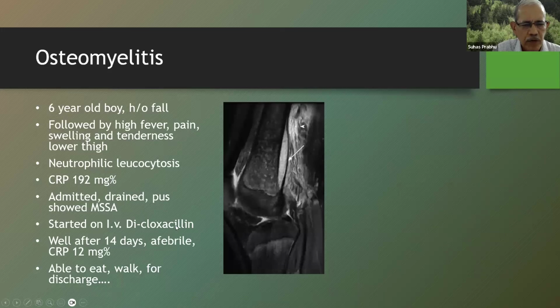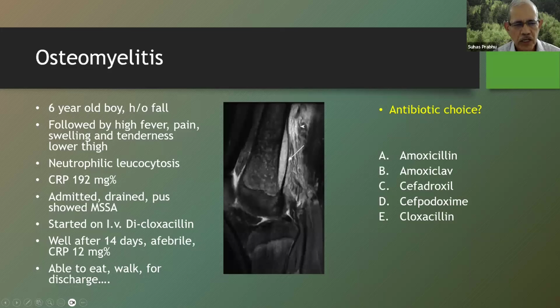Patient was started on injectable dicloxacillin. Given for 2 weeks, the patient is now afebrile, the CRP is down to 12 milligram percent. He's able to bear weight and walk. He's able to eat, there is no fever. Wants to go home. So the question now is, what is your antibiotic choice? The patient has responded to, remember, dicloxacillin. Antibiotic choices offered are amoxicillin, amoxiclav, cefadroxil, cefpodoxime, cloxacillin. 10 seconds for you to think what is the antibiotic that you would like to give to this patient, or what actually the orthopedic surgeon or the pediatrician should be advising on discharge.